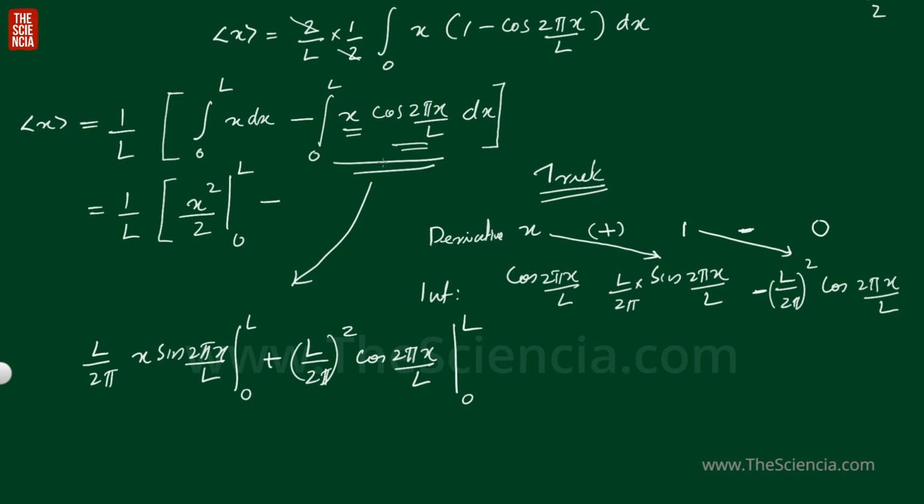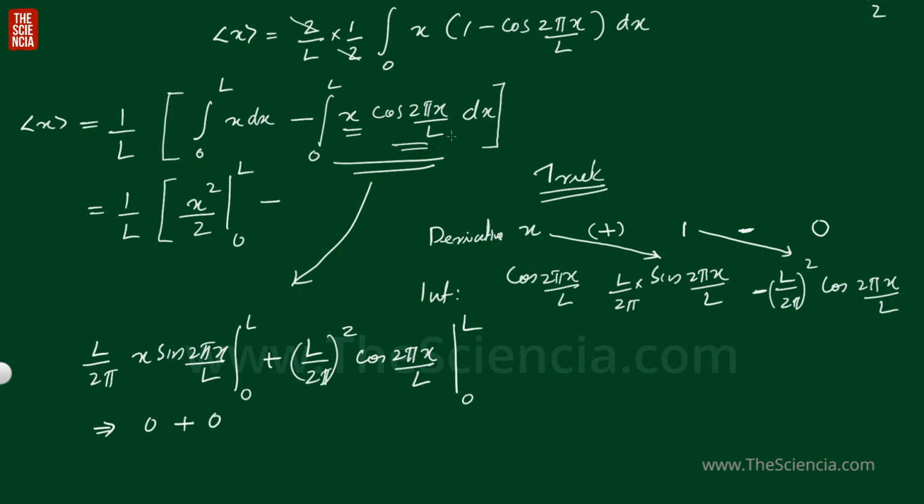So the integral of this function we will get as this one. Now we can substitute these limits. Then what do we get? If you substitute the limits for the first term, we get 0. And if you substitute for the second term, again we get 0.